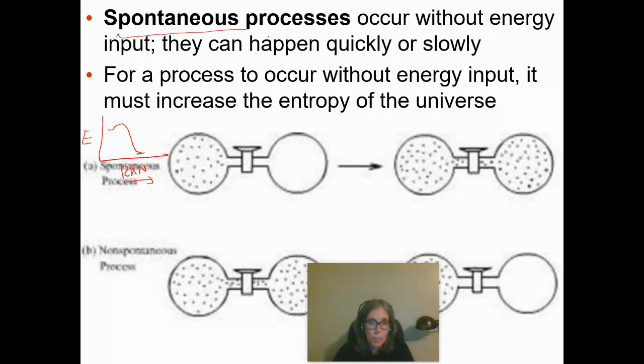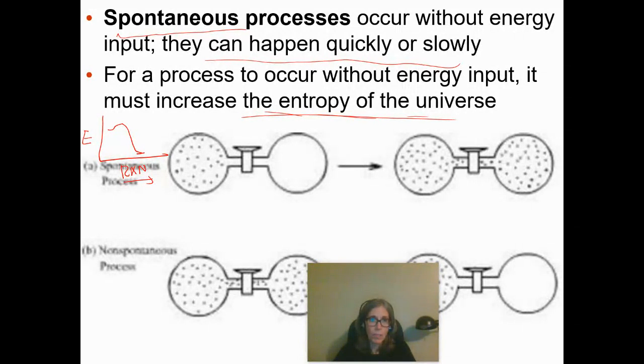It does not mean it's going to happen fast. These can happen quickly, or they can happen slowly. So spontaneous processes don't refer to the speed of a reaction. They just say that it is thermodynamically feasible. It's something that is favorable to happen. So for a process to occur without energy input, it has to increase the entropy of the universe. So you're releasing energy in the form of heat, or you're increasing the entropy, meaning the disorder or the number of different states that something can be in.